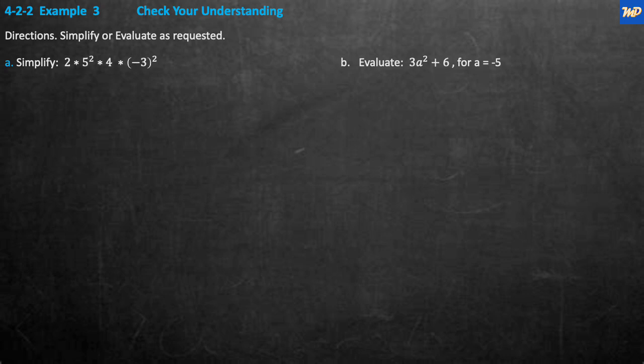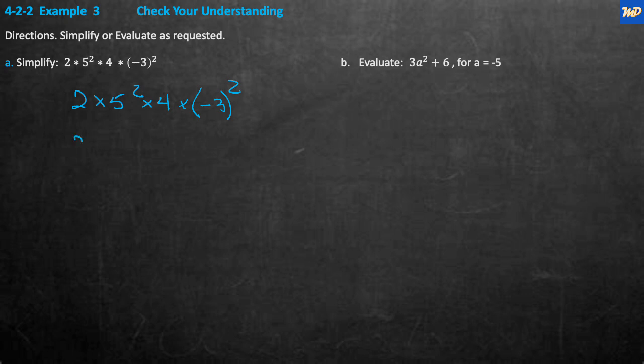Okay, it says check your understanding. This would be for you guys to do on your own. But so what are we doing? It's 2 times 5 squared times 4 times the quantity minus 3 squared. So how would we attack that? So the first thing we need to do is take care of braces. But in this case, the braces are basically done, but we could solve this. We could do this exponent here. And we could do this exponent here at the same time.